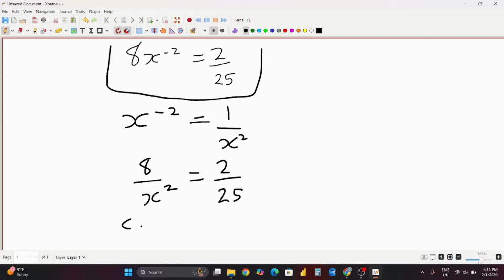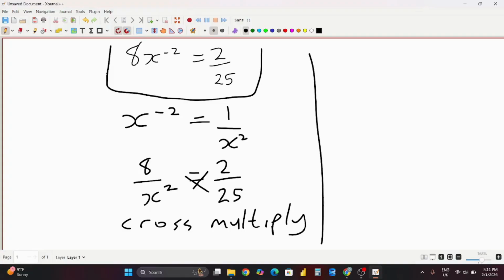Then the next step is to cross multiply. When we cross multiply, it becomes 25 times 8 equals 2x squared.